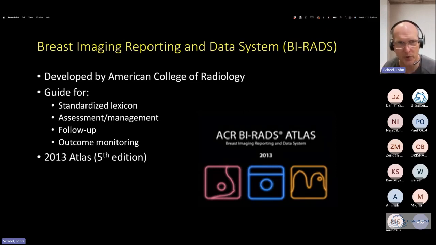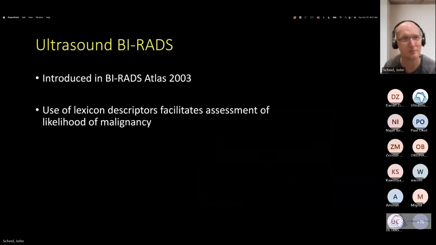It also helps guide the assessment and management, follow-up, and most importantly, the outcomes monitoring. They're due to come out with a new edition by the end of this year or early next year. Right now we're on the 5th edition, but soon it'll be the 6th edition. Ultrasound BI-RADS was introduced in 2003, and they developed a lexicon, or descriptors, that facilitate assessment of the likelihood of malignancy, and I'll go over what that means in a little bit.